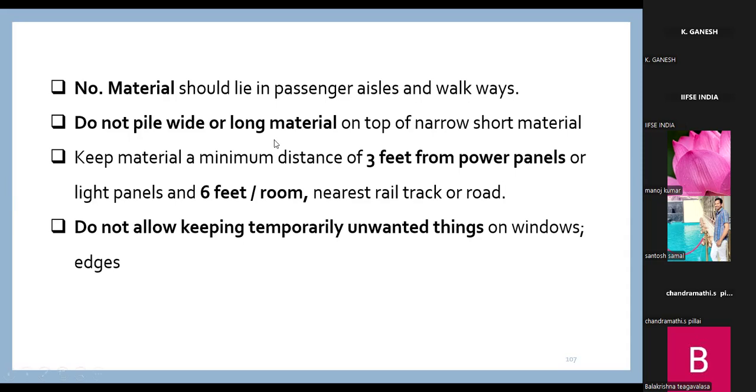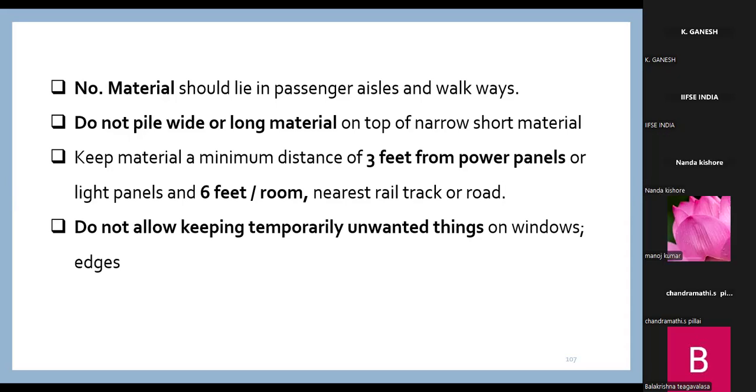Yes, Mr. Balkrishna. See, here the main thing is, if you have an emergency shutdown switch at the electrical panels, you cannot switch it off. That is the main reason. You agree with this?